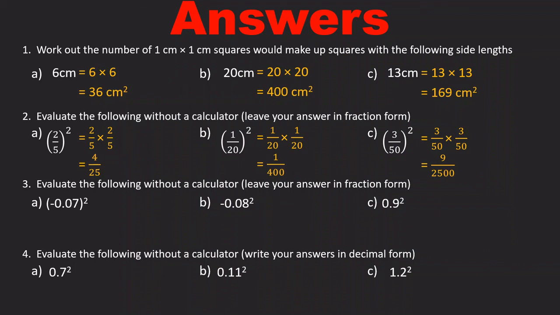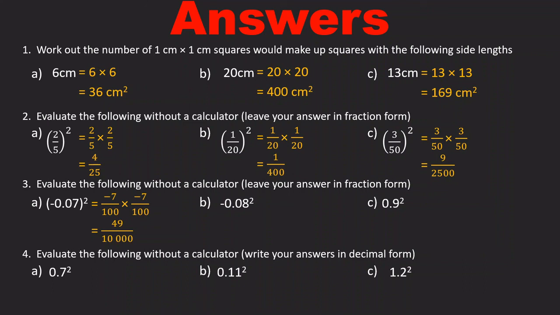Question 3, first convert this to a fraction. Notice that the negative is inside the bracket. That means both of these values that we multiply together are negative. Negative 7/100 times negative 7/100. Negative times negative makes a positive, so that's going to be positive 49 over 10,000.